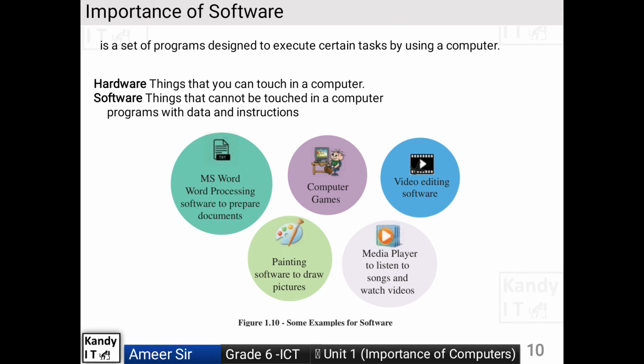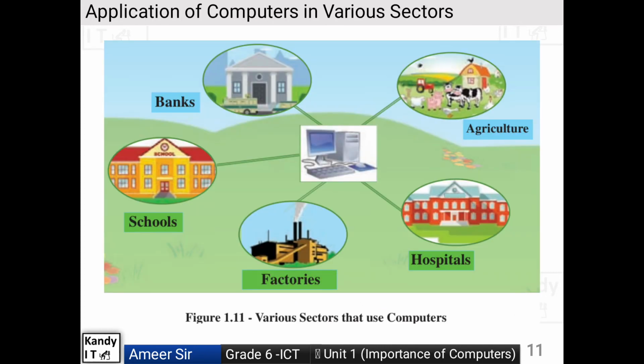Software is a set of programs designed to execute a certain task by using a computer. And they have a definition of hardware and software. Hardware is things you can touch. Software is things you can't touch in a computer. So examples of software are Microsoft Word, computer games, video editing software like Premiere, painting software like Paint or Photoshop, media players. The computers are also used in various day-to-day applications like banks, schools, agriculture, hospitals, and factories.